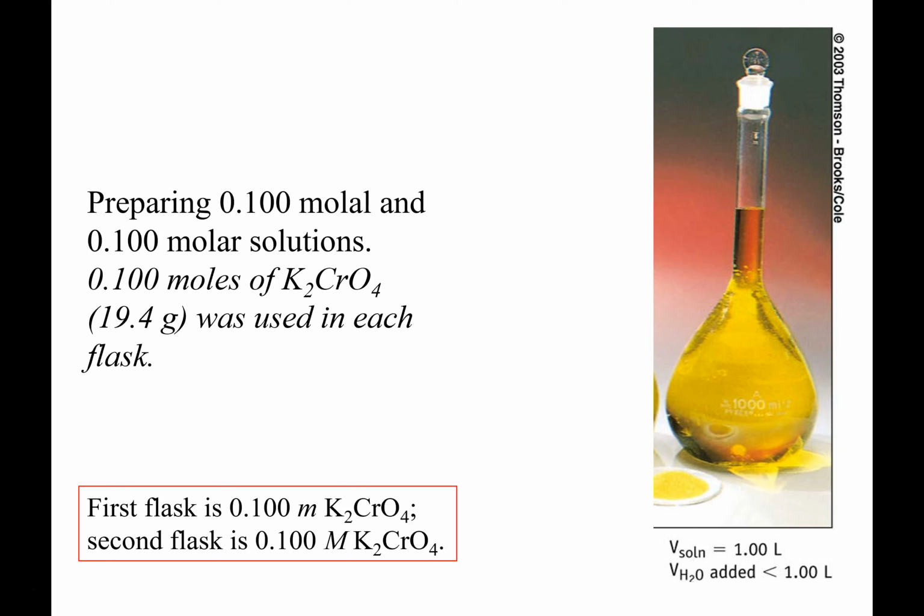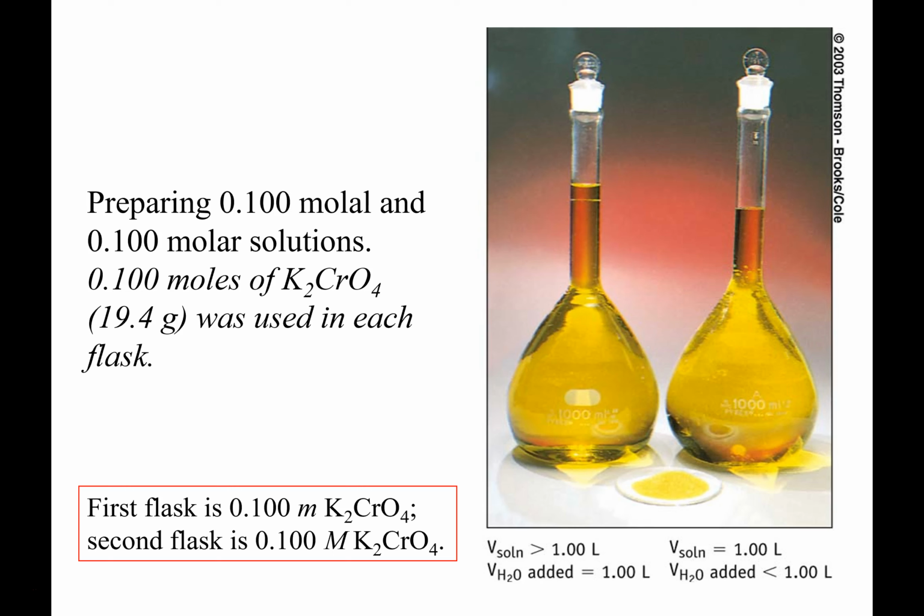This one is 0.1 molal. The right one is 0.1 molar. The left one is 0.1 molal. So how do you get 0.1 molal? Well, again, you're dealing with 0.1 moles of the solute, so you'll have your 19.4 grams. But in this case, instead of making your overall solution 1 liter, you have to dump in 1 kilogram of solvent, which is water. So you're dumping in 1 kilogram of water.